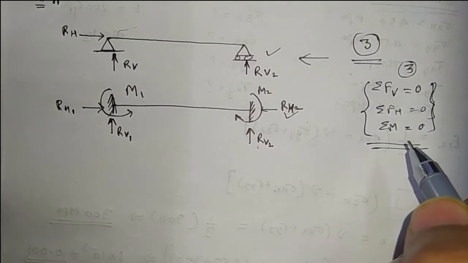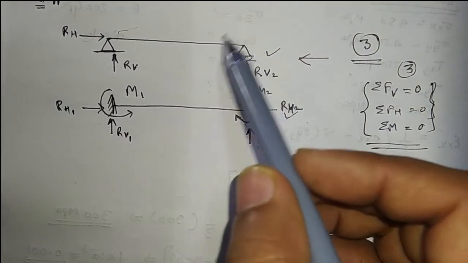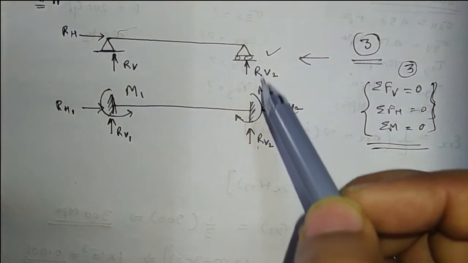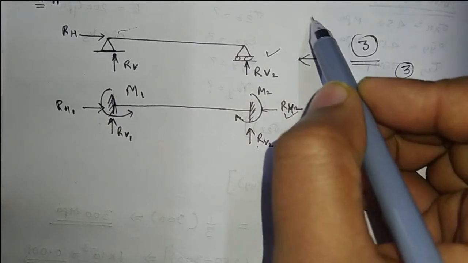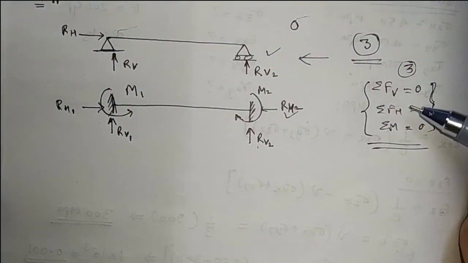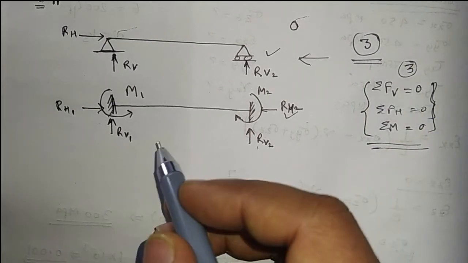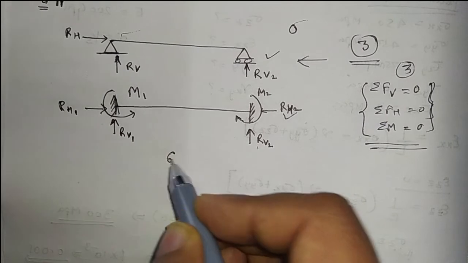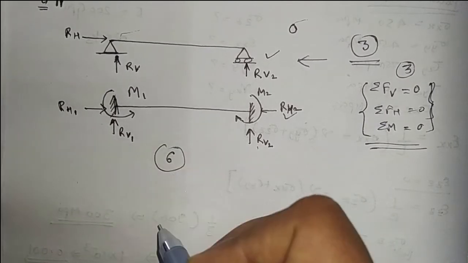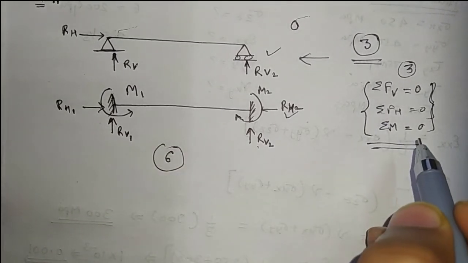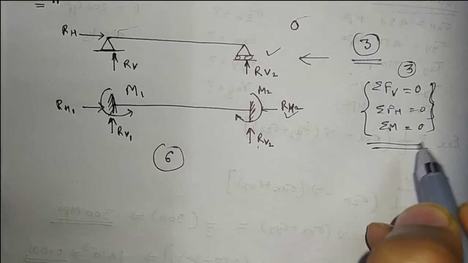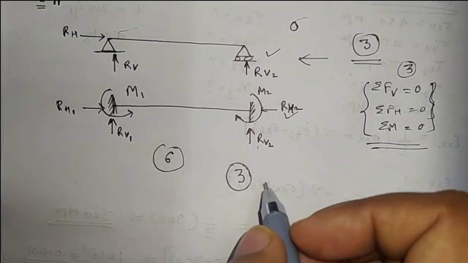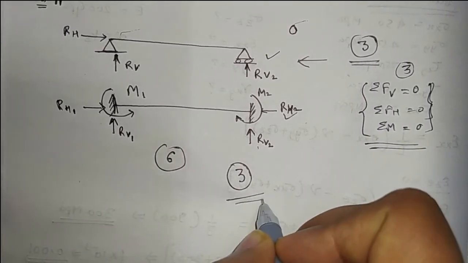But in the case of the fixed beam, there are 6 unknowns, which cannot be solved by using the equations of static equilibrium. For the first case, the degree of indeterminacy was 0 because it can be solved by using 3 equations of equilibrium. But in the case of the fixed beam, the number of unknowns is 6 and the equations of static equilibrium are 3. So the degree of indeterminacy is increased by 3.